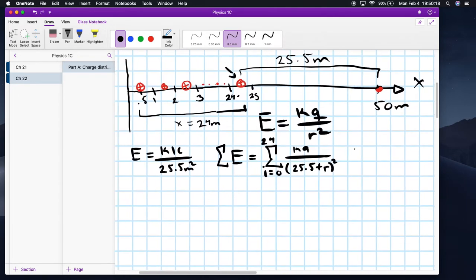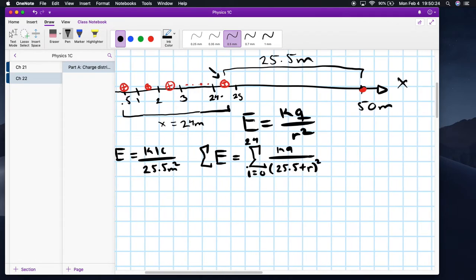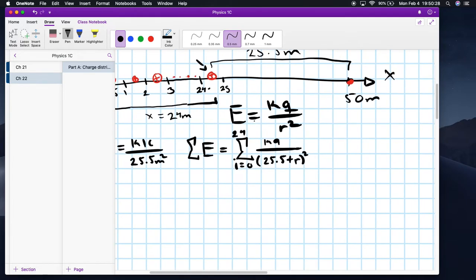So for example, if i was equal to 2, we will be testing the point at 23.5, and we will find the electric field magnitude at that point. And if we crunch the numbers and plug this into a calculator, we get that this is equal to 1.08 times 10 to the 8th newtons per coulomb.